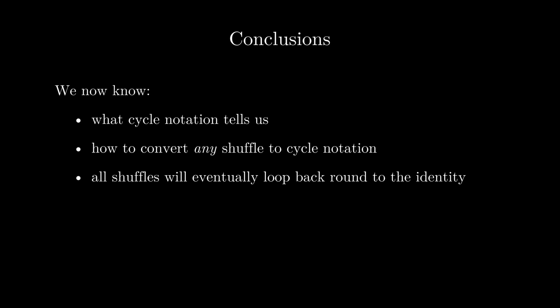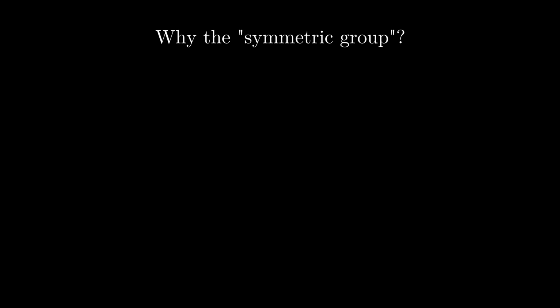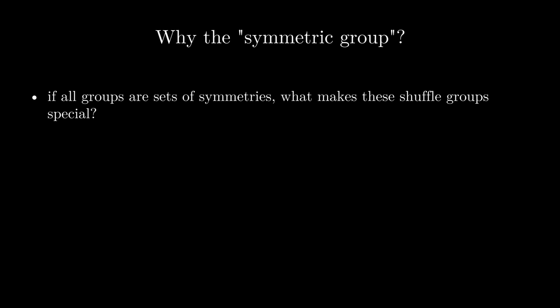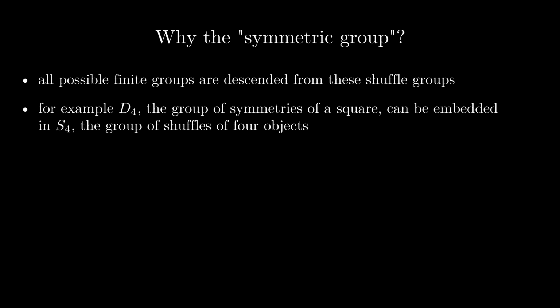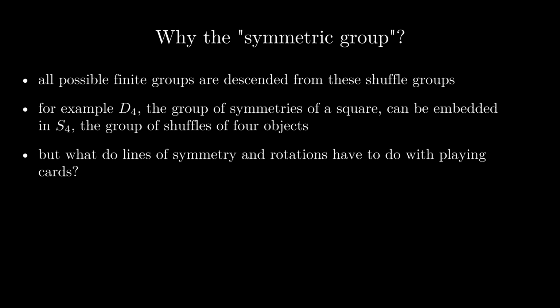So why do we call these shuffle groups the symmetric groups, if all groups are sets of symmetries? What makes these shuffle groups so special? So special that they earn the name symmetric groups. In fact, it turns out all possible finite groups are descended from these groups, which is quite surprising, given that these symmetries rarely feel like shuffles. For example, D4, the group of symmetries of a square, can be embedded in S4, the group of shuffles of 4 objects. What do lines of symmetry and rotations have to do with playing cards?